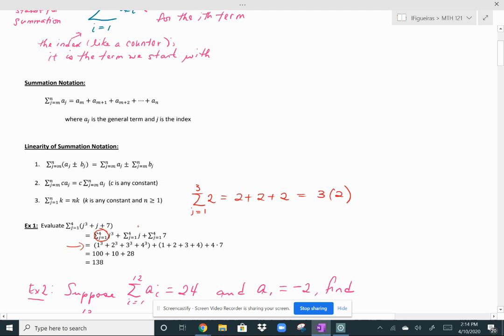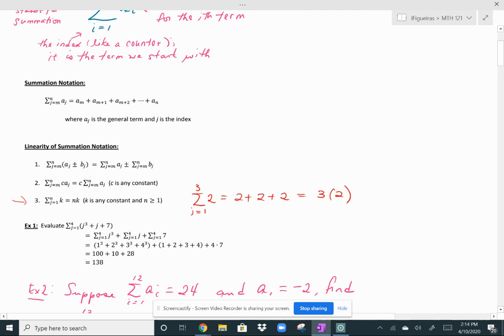Then we have to handle the second sum. Here it's just j, so that's just 1 plus 2 plus 3 plus 4. And then the last one, using the last linearity property that I talked about, is the sum of a constant repeated 4 times, so it's the same as 4 times 7. When you combine the terms, you'll get 100 plus 10 plus 28, which means that the entire summation is equal to 138.